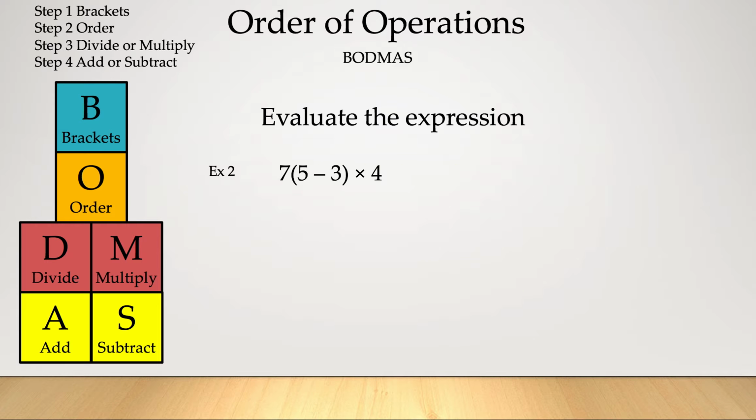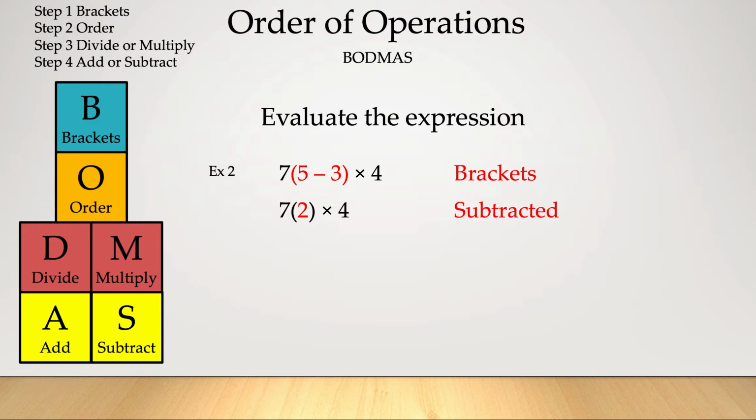So let's take a look at example 2, where in this particular circumstance, we have 7 times the brackets of 5 minus 3 times 4. So remember, if you have a number next to a parentheses, it means multiplication. So we're going to go ahead and worry about the brackets first because that is the first step that we have to worry about. And when we do 5 minus 3, we get 2.